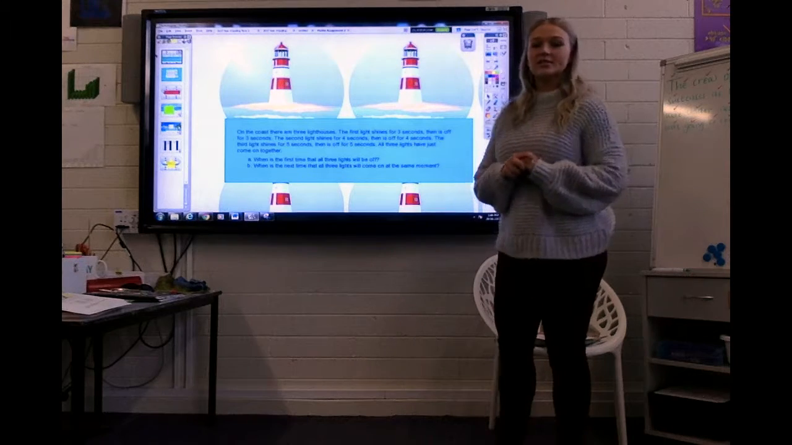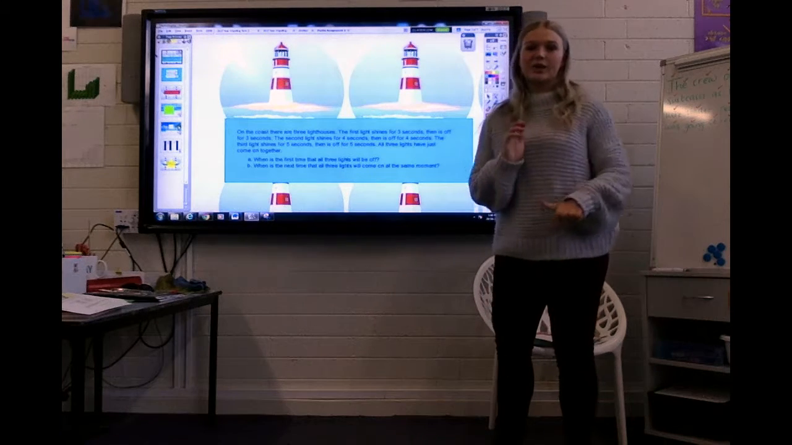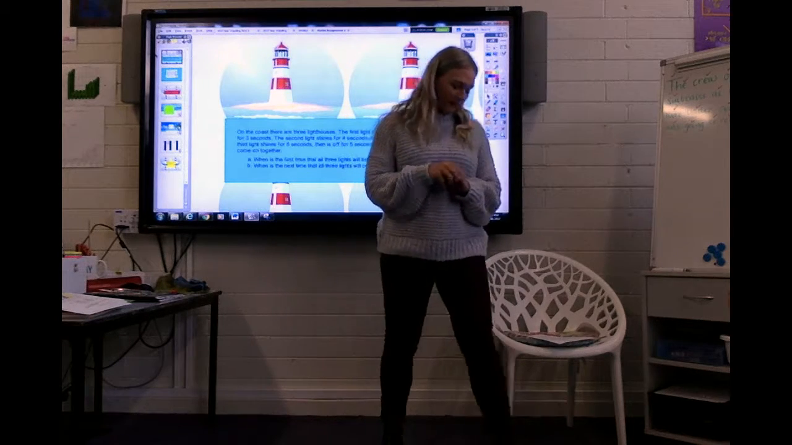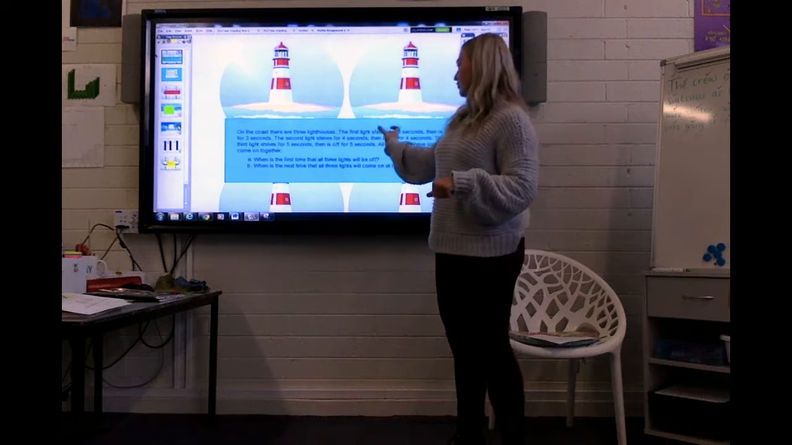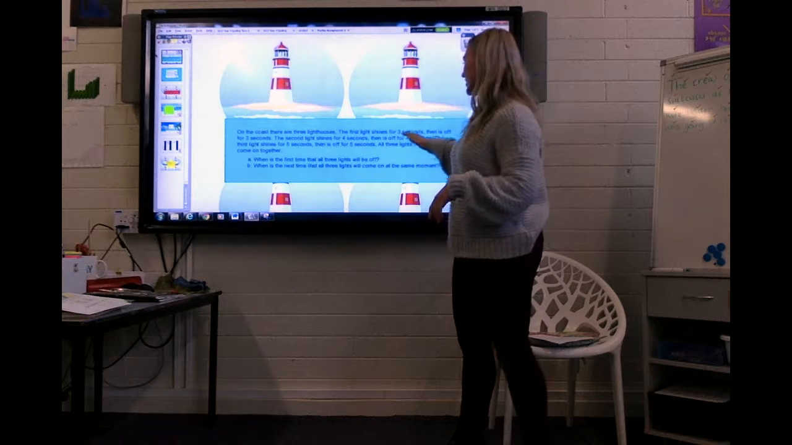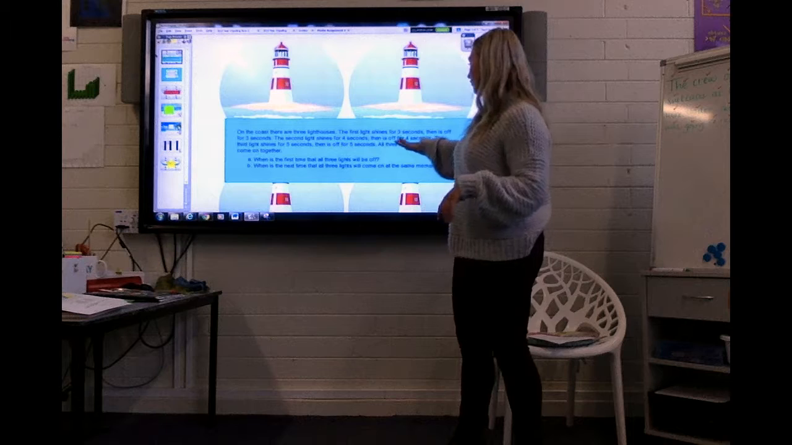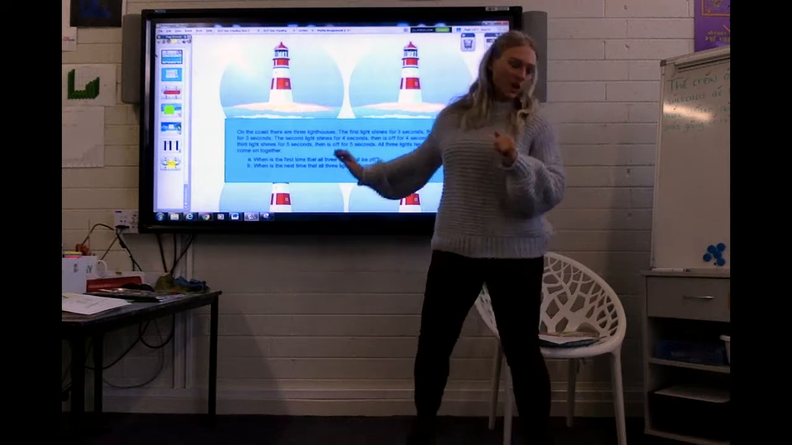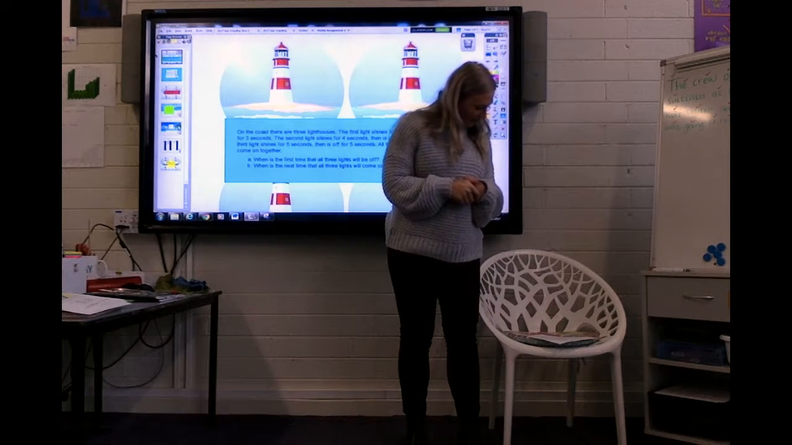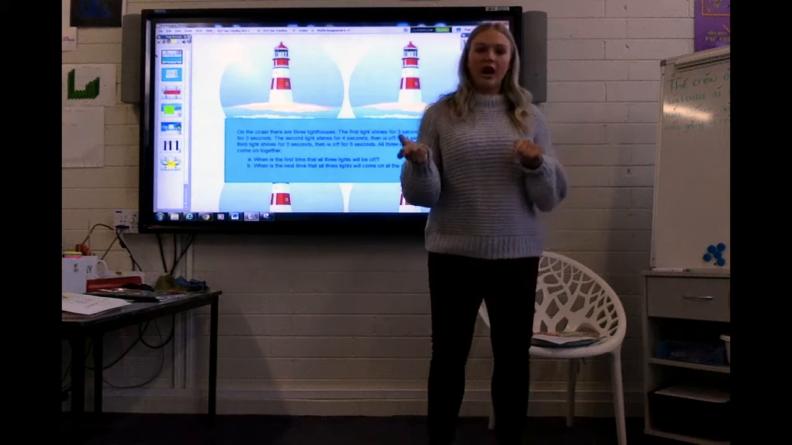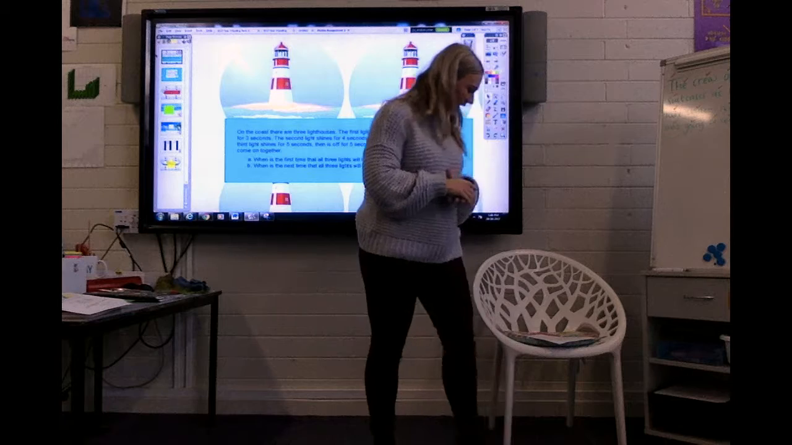So what we are trying to determine for the first part of the question is looking for a certain pattern. How we will do this is by looking at the key words. So we know for the first part that the first light shines for 3 seconds and then is off for 3 seconds. The second light shines for 4 and then is off for 4, and then the third light shines for 5 and is off for 5. We also know that all the three lights have just come on, so that gives us a good guide for our first part of the question.